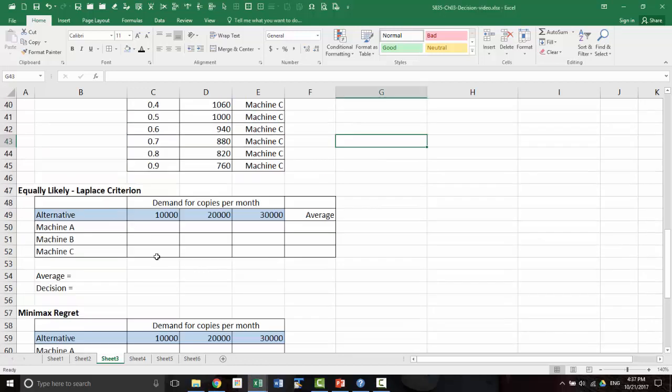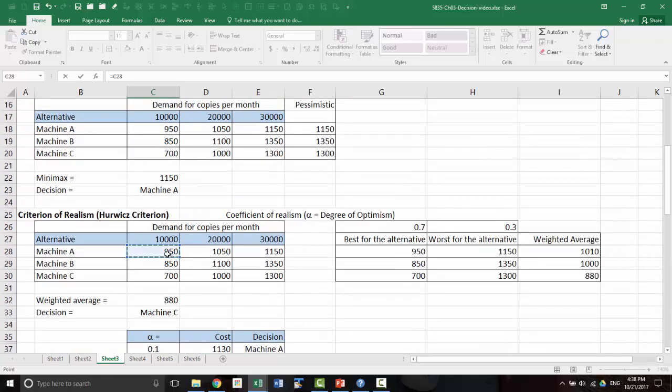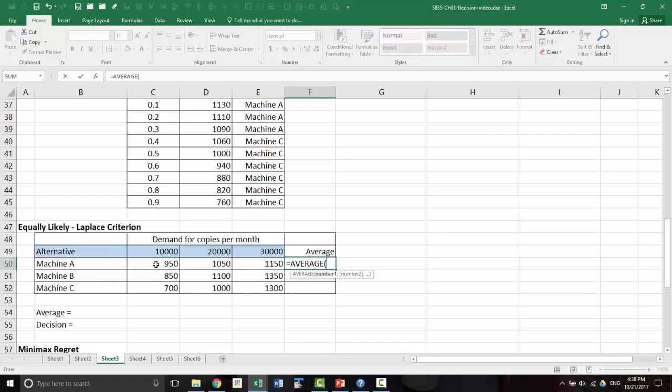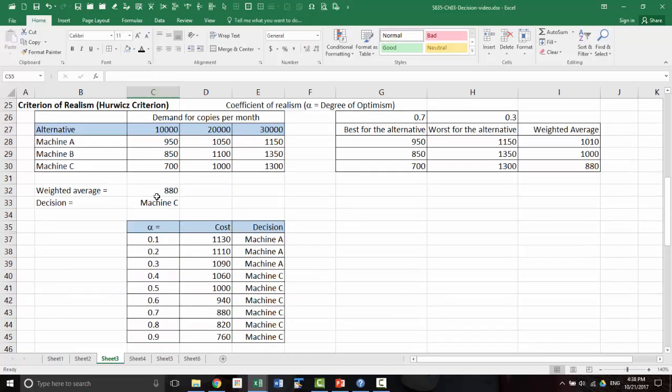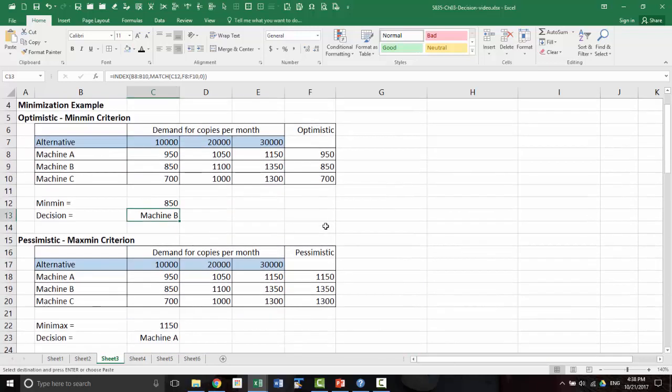Next is Laplace criterion, which is simple average. So let's populate the costs here for 3 possible states of nature and 3 possible decisions, and it is simply the average of each decision. Okay, then it is the minimum of that. We'll use that one.